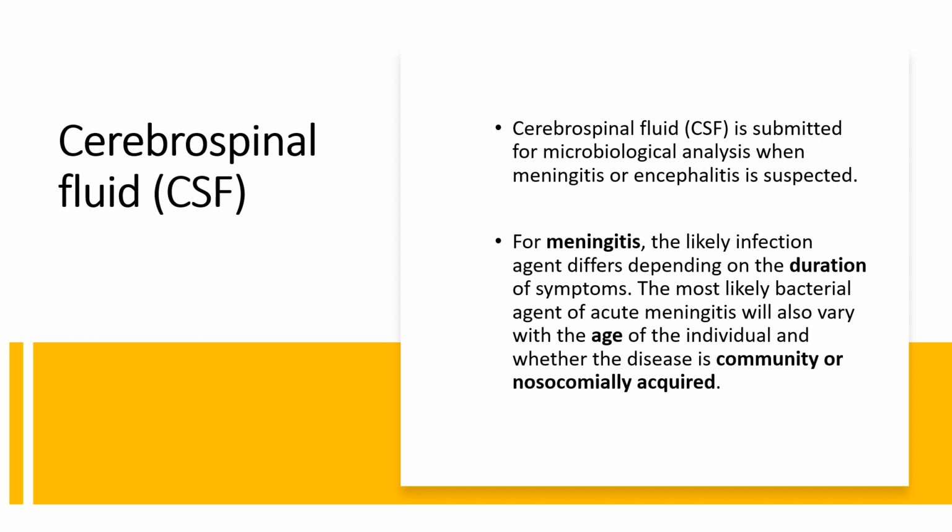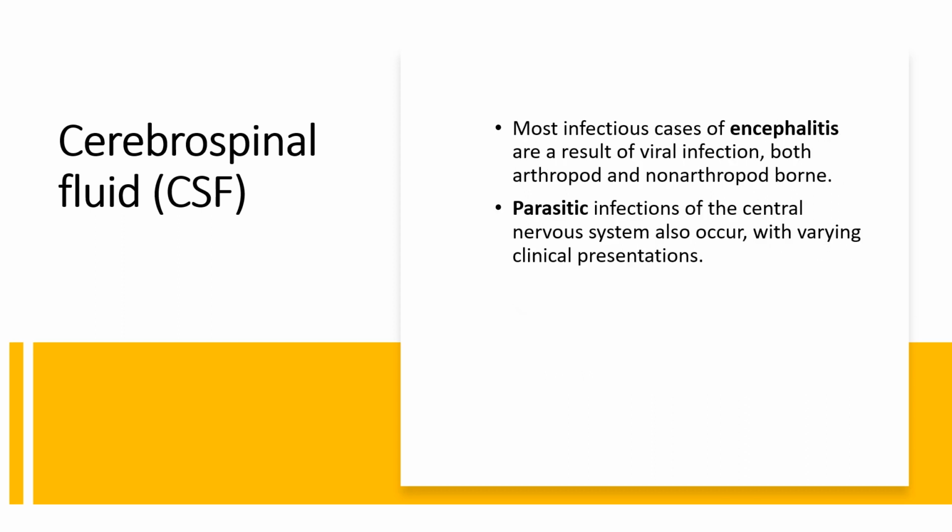For meningitis, the likely infectious agent differs depending upon the duration of symptoms. The most likely bacterial agent of meningitis will also vary with the age of the individual and whether the disease is community or healthcare associated or congenitally acquired. Most infectious cases of encephalitis are a result of viral infection, both arthropod and non-arthropod borne. Parasitic infections of the central nervous system also occur with varying clinical presentations.